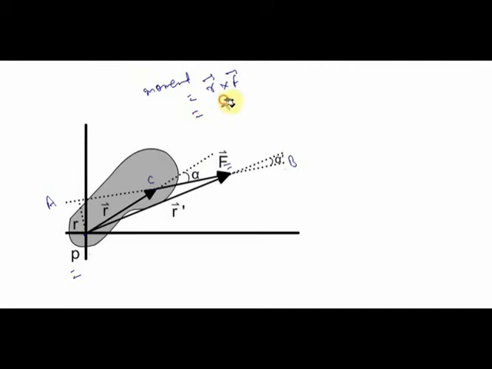So this will be equal to mod r into mod f into sine alpha into n cap. Here n cap is the unit vector and its direction is the direction of r cross f. So n cap is perpendicular to the plane where vector r and vector f lie, and the direction of n cap is going inside the plane.